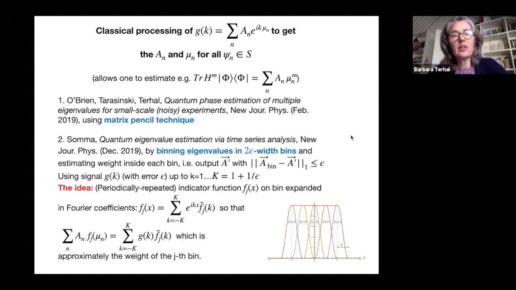Yeah, okay, so now I want to actually refer. So this is what we did. We asked, you get this signal, G of K, with some sampling error. And now the goal is to get the eigenvalue, mu n, and also to get the a n.